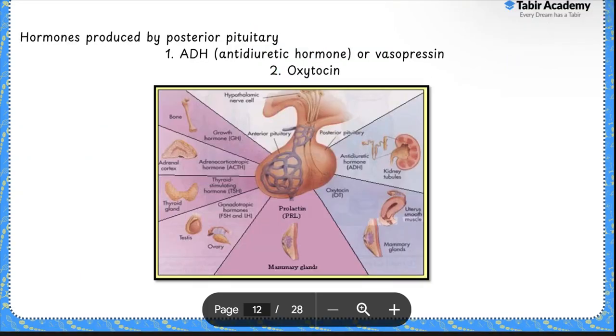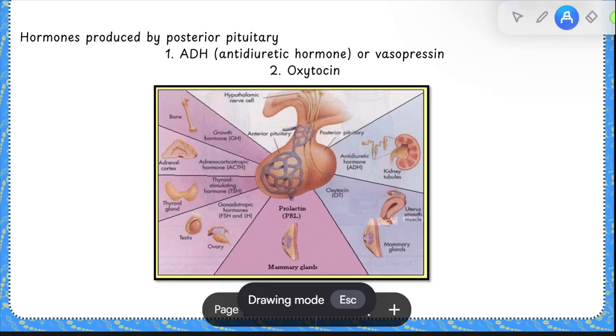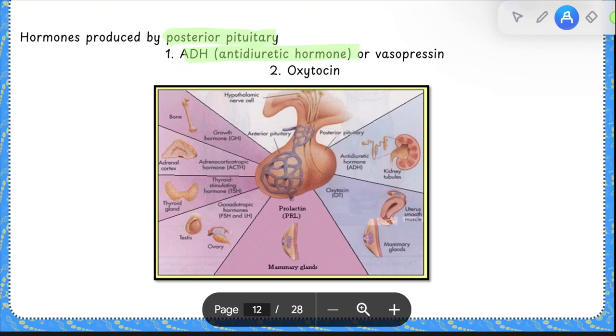Okay, so here's a nice diagram which shows you what the pituitary gland is producing. So what is the posterior pituitary producing? You have ADH, which is your antidiuretic hormone or vasopressin, and you have oxytocin. So this is your posterior pituitary right over here, and this is your anterior pituitary.